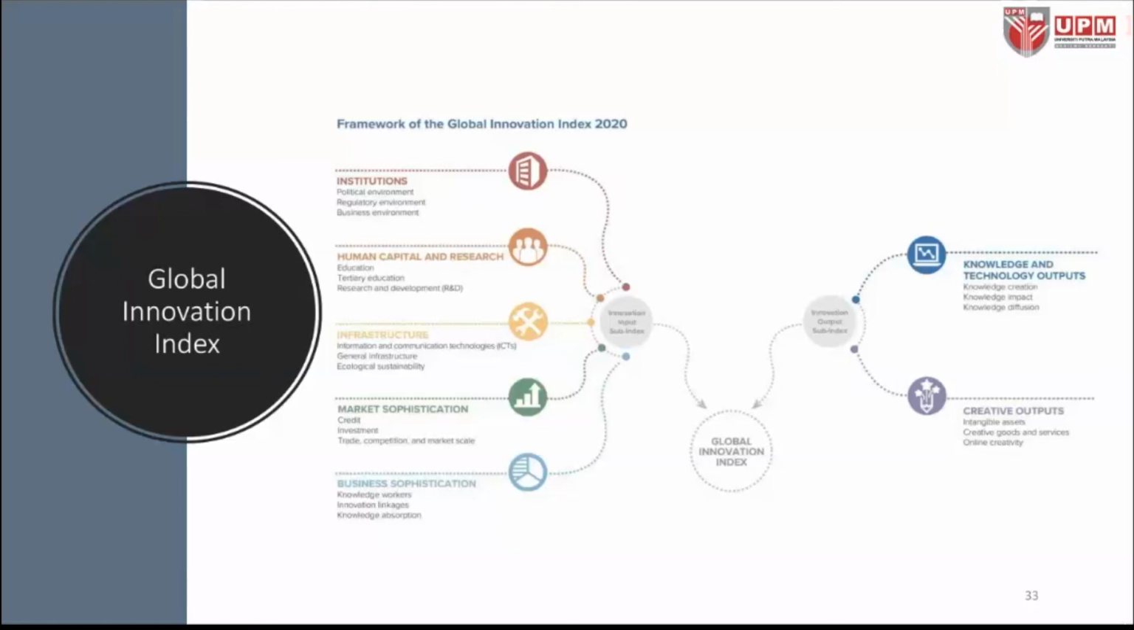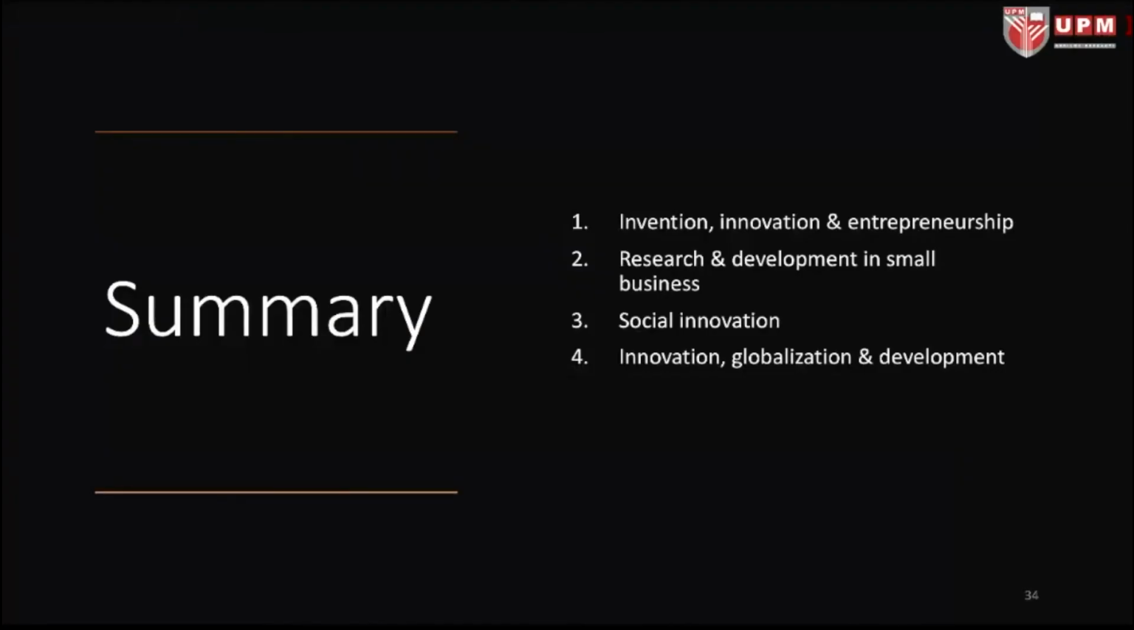And you can see from year to year, now in 2020 Malaysia is ranked number 33. Previous years we were ranked number 34. I think in 2018 we were ranked number 36. Basically, Malaysia has a good track record of becoming a better innovation nation. All right. So with that, as a summary, we have already looked into the aspect of invention, innovation, and entrepreneurship.